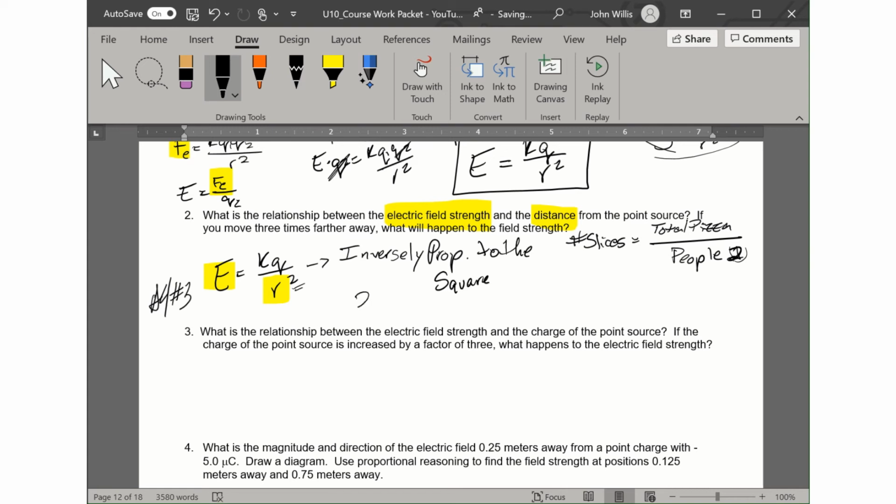which means if I triple the number of people eating my pizza, I don't get 1/3 the amount of pizza. I get 1/9 the amount of pizza because I have to square that number, right? It's still inverse, which means it's still a fraction, but I have to square it. And that's what the inverse square law is, right?